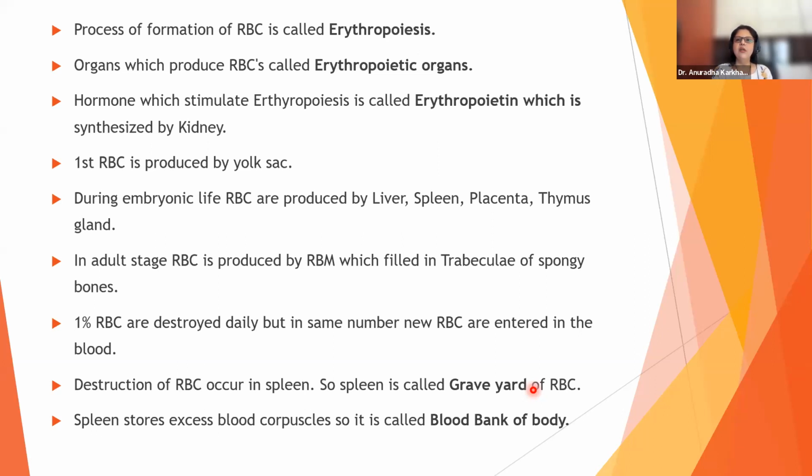1% RBCs are destroyed daily, but in same number, new RBCs are entered in the blood. Destruction of RBCs is carried out in the spleen, and therefore it is also called as the graveyard of RBCs. We already know this. Spleen stores excess blood corpuscles also, so it is also called as blood bank of the body. So spleen के दो काम हैं, destroy भी करता है वो degenerated RBCs को, और नए RBCs को store भी करके रखता है excess में.